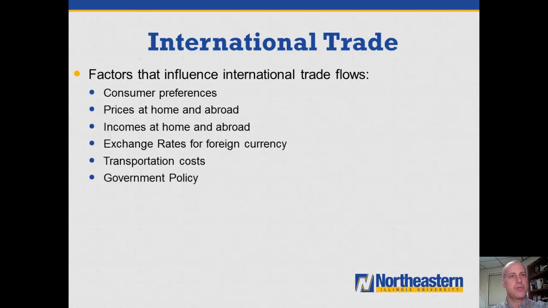Transportation costs. We tend to trade more with the countries that we can ship in and out of at lower cost. Mexico and Canada, of course, we can trade at much lower cost than, say, Western Europe or Africa. And then finally, government policy can influence international trade. Governments work on trade agreements all the time, and taxes and tariffs matter, and import and export quotas and restrictions can affect the level of international trade between nations.